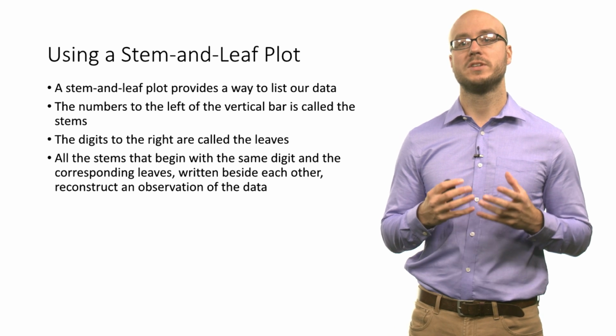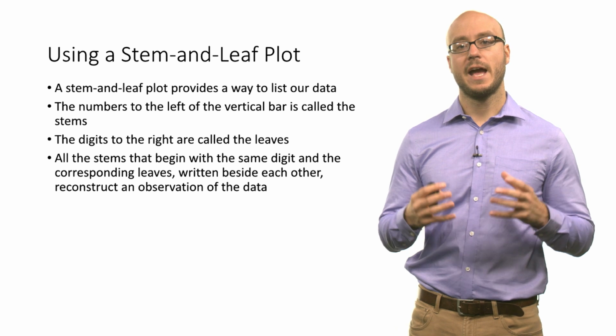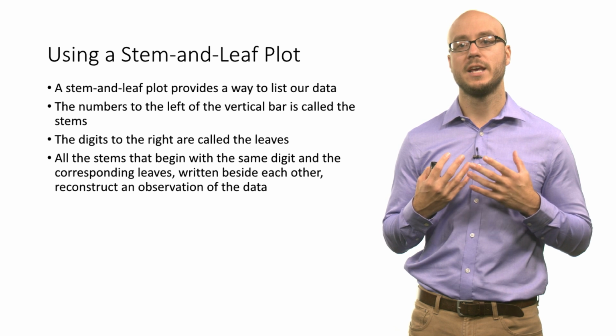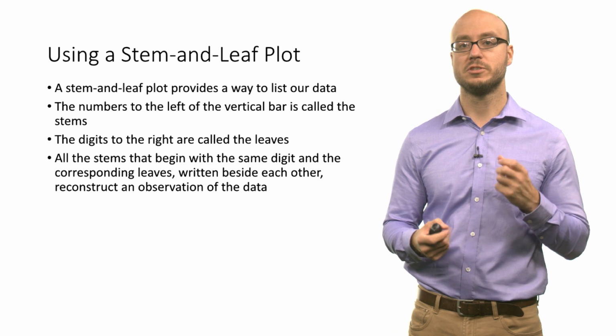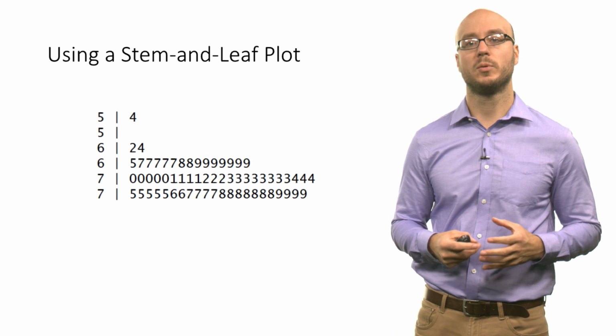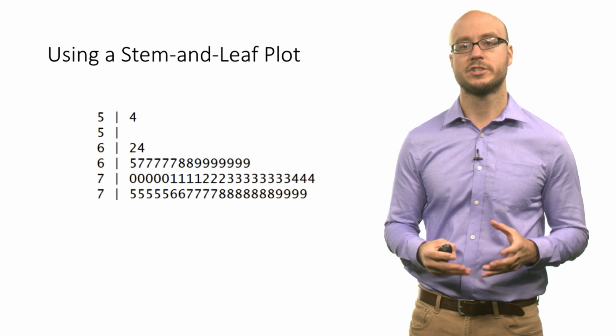All the stems that begin with the same digit and the corresponding leaves are written beside each other, and this allows you to reconstruct each observation in a set of observations. You just use the stem and the leaf to reconstruct the actual values of the data points. So here's a stem and leaf plot for our set of countries.